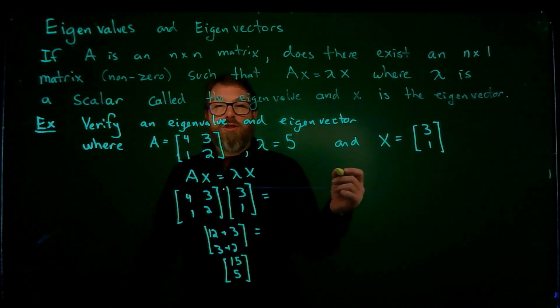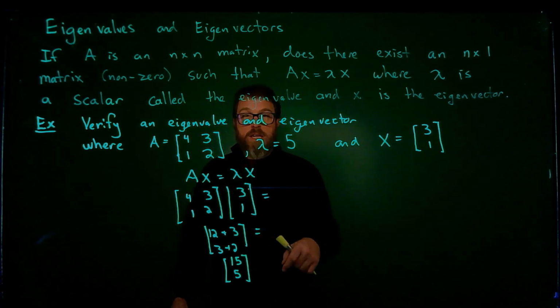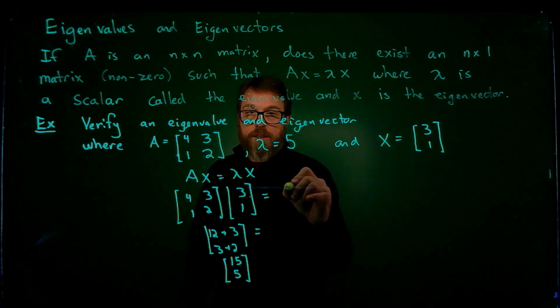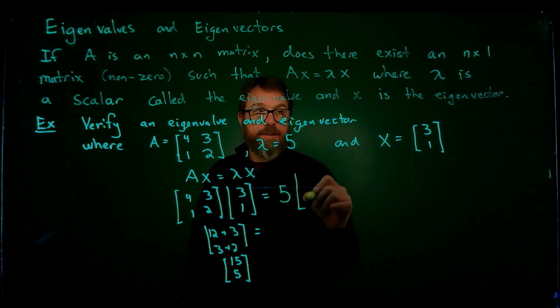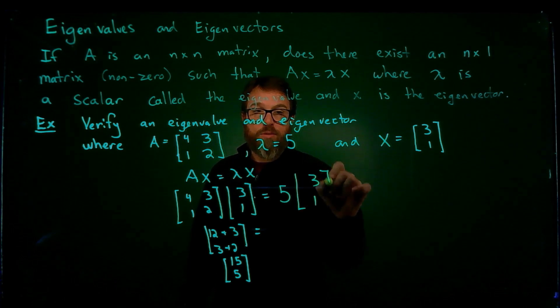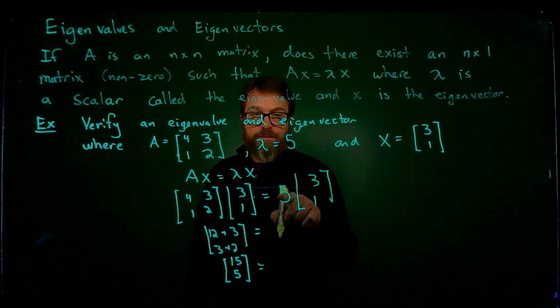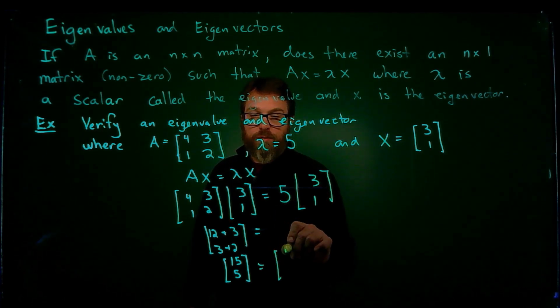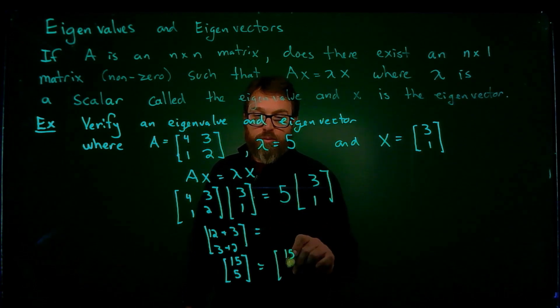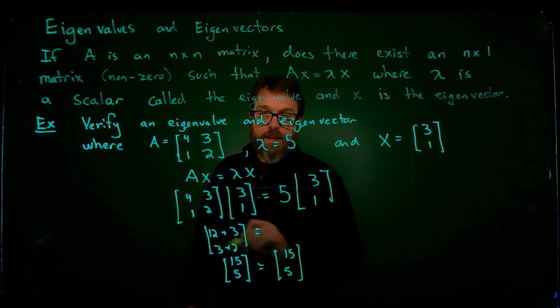Now I just need to make sure that this is equal to lambda, which is 5, times this matrix 3, 1. And what we can see is that 5 times 3 is equal to 15, and then 5 times 1 is equal to 5. So yes, this is satisfied.